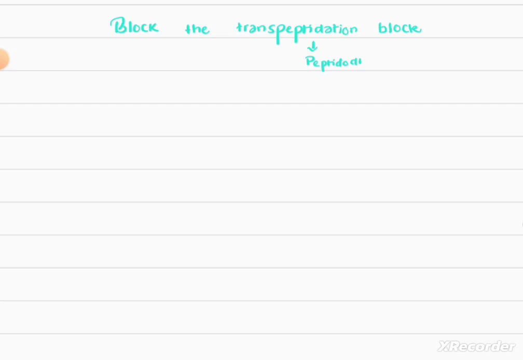So this peptidoglycan in the bacterial cell wall actually acts as the backbone of its cell wall, and it is responsible for maintaining the integrity and cell shape, and it also prevents cell lysis from high osmotic pressures.